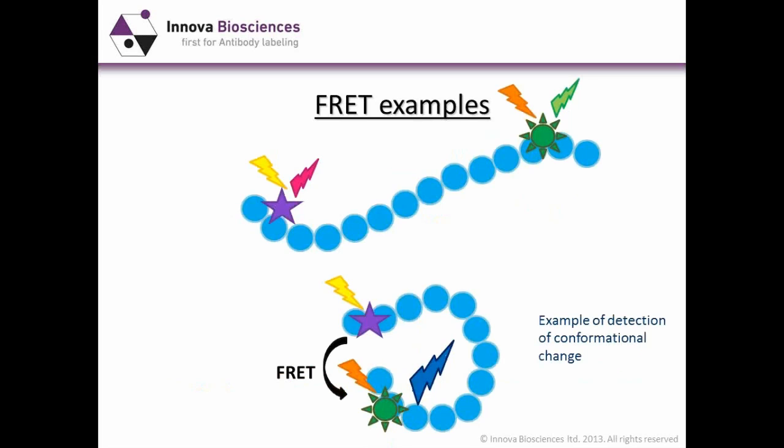In another example shown here, you can look for the detection of a conformational change within a protein. In the upper conformation, we have a protein in which the donor molecule and acceptor molecule are a fair distance apart and no FRET is occurring. However, on a stimulus that leads to a particular conformational change, the donor molecule and the acceptor molecule are brought together and FRET can be measured. Again, if you're measuring a particular stimulus that you know induces that conformational change, this gives you a measurement of the level of that stimulus.